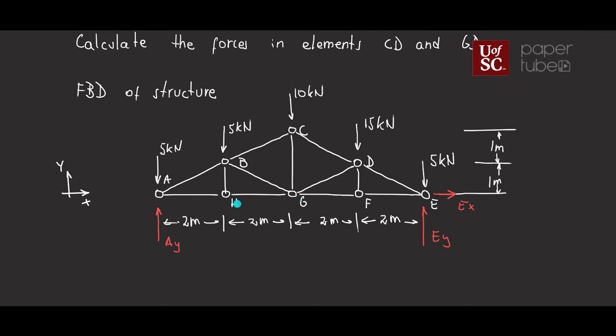Perfect. Okay, so that's my free body diagram. Let's check. I have my support reaction forces, all my external forces as well, I have all distances lined up, and I have my axes. So I think that's a complete free body diagram of my structure. Right, based on that free body diagram, now I can do equations of equilibrium to find my support reaction forces. So let me do that.